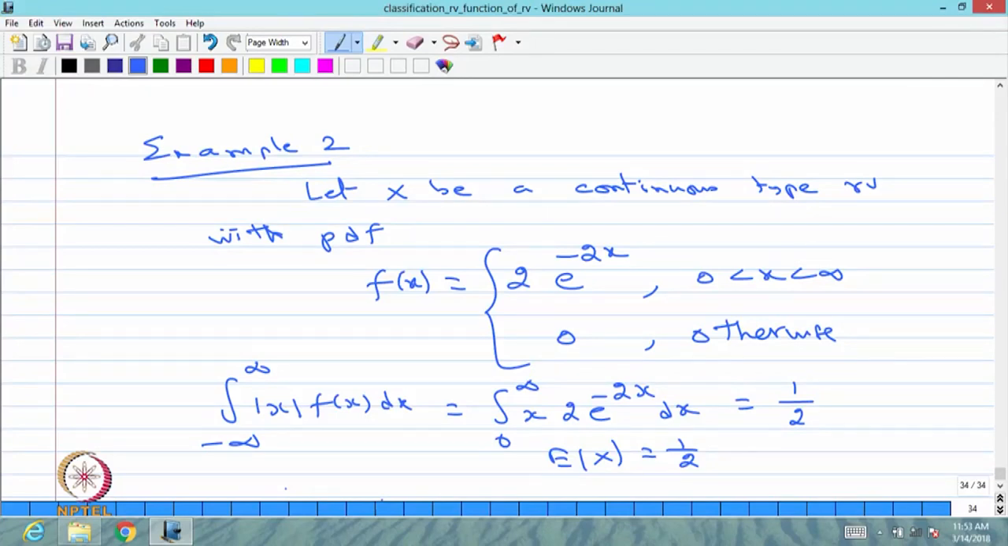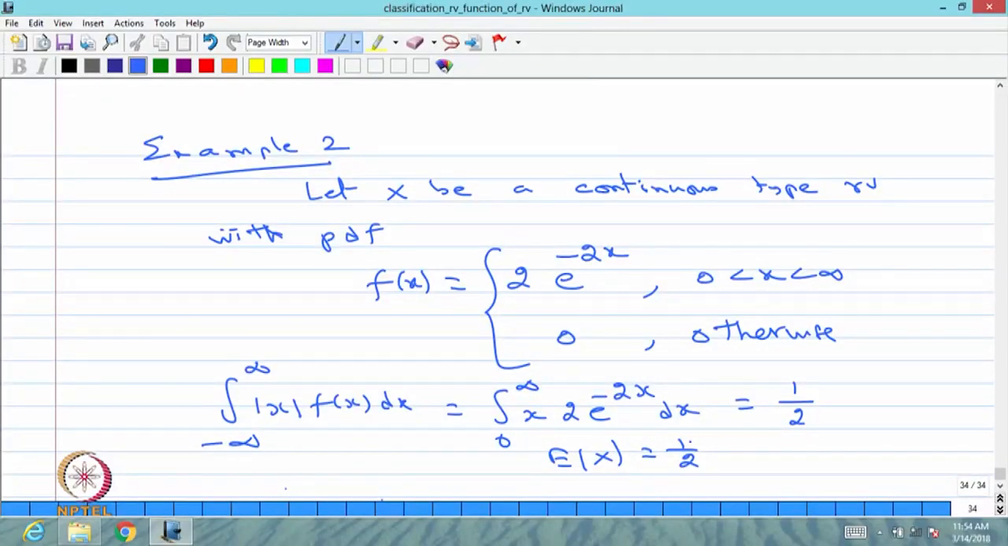Later, we are going to say this random variable is exponentially distributed with parameter 2, which we will discuss later. The expectation of an exponentially distributed random variable is the reciprocal of the parameter. So, here the parameter is 2, and the expectation for the random variable is 1 divided by 2. We can go for one more example.